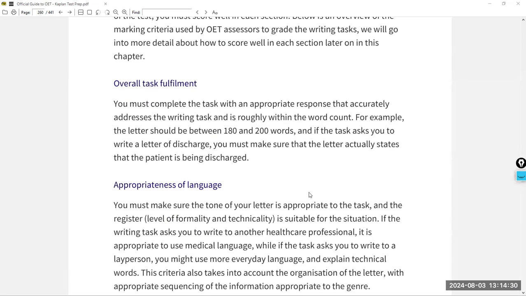Okay, first of all, the overall task fulfillment. You must complete the task with an appropriate response that accurately addresses the writing task and is roughly within the word count. For example, the letter should be written between 180 and 200 words. And if the task asks you to write a letter of discharge, you must make sure that the letter actually states that the patient is being discharged.